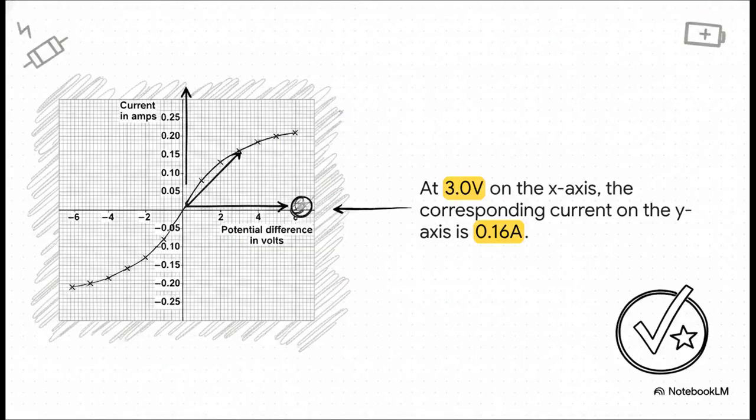So first things first, use the graph. You go along the horizontal axis to 3.0 volts, then you track straight up to the curve and read across to the vertical axis. You can see it lands a little bit above that 0.15 amp line. The mark scheme confirms the correct value is 0.16 amps. Nailing that reading is your first mark.